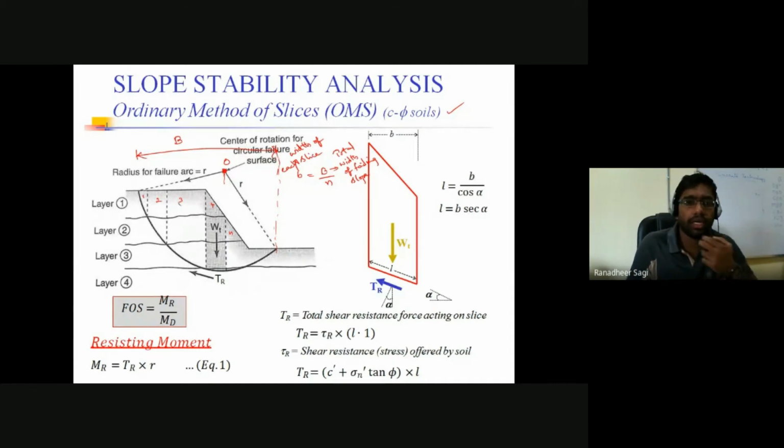Now let's quickly go on to understand one particular slice, and how the forces are acting on it. Once we know how the forces are acting on that slice, we can write down our expression for how much force is being resisted along the failure surface and how much force is causing the failure in that soil. Then we can apply our factor of safety and write down the expression for it.